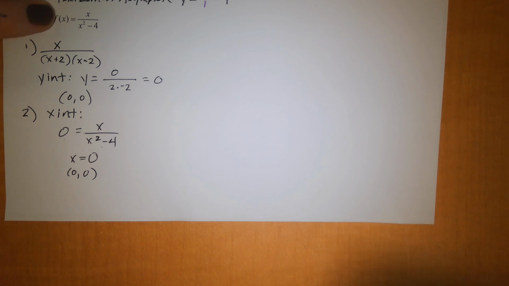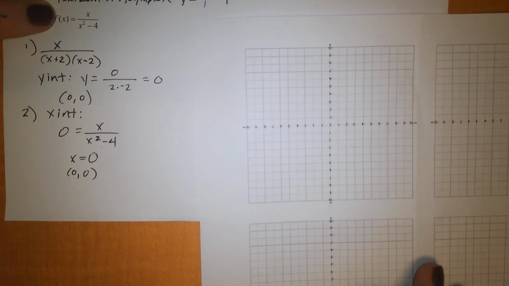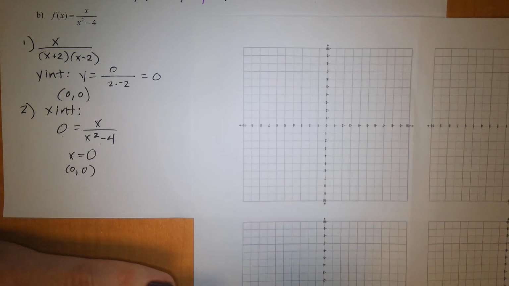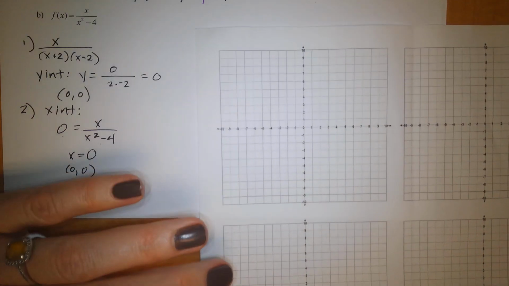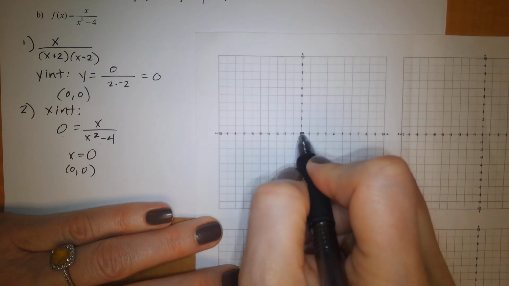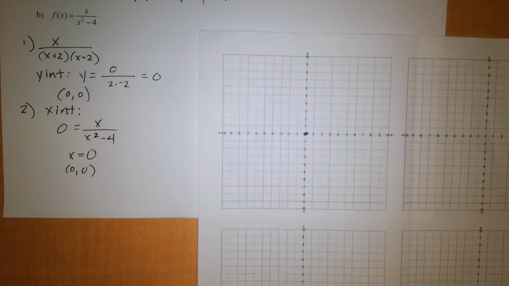So let's go ahead and plot that point on my graph. There we go. The origin would be the x-intercept and the y-intercept.